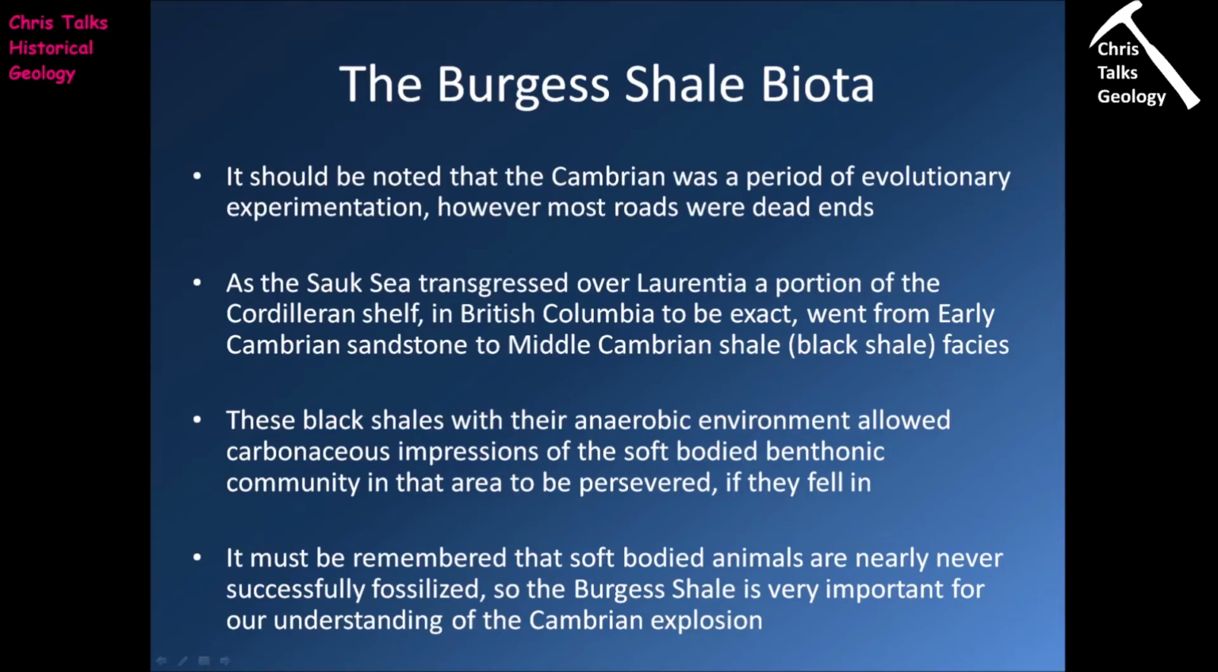Now, as the sea transgressed over Laurentia, a portion of the Cordilleran Shelf in what is now the modern-day Canadian province of British Columbia went from an early Cambrian sandstone to a middle Cambrian shale. So what we have is an environment that in the early Cambrian is relatively coastal, a marine sand dominated environment, and then as we move into the middle Cambrian, the water depth increases, and so it moves from sand facies into mud facies. It also happens that the mud facies it moves into will be anoxic. So the waters become quite oxygen poor, and this leads to the formation of a black shale.